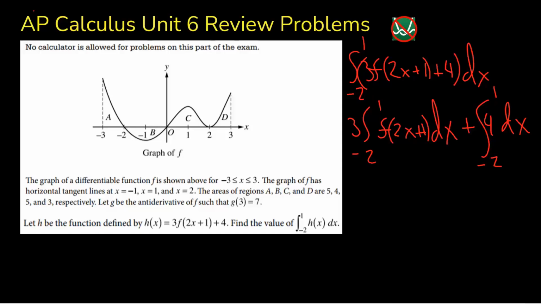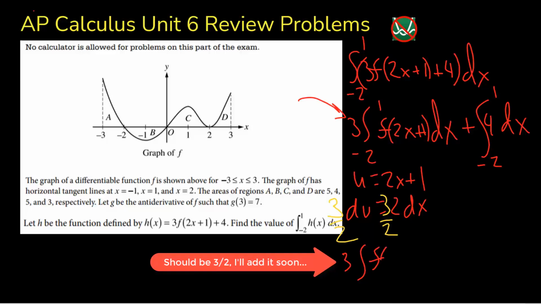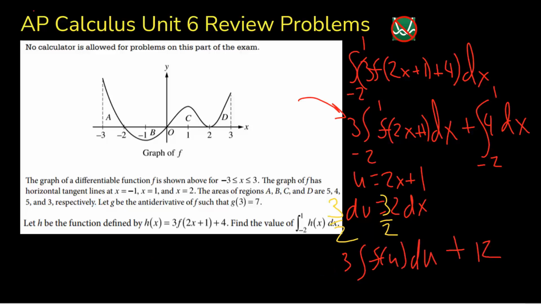But the f of 2x plus 1, we got to use u substitution. So u is 2x plus 1, du is 2 dx. But we have a 3 out front, so to adjust for that, we're going to multiply both sides by 3/2. So then this integral becomes 3 times the integral of f of u du plus 12. Now we need to substitute the limits.